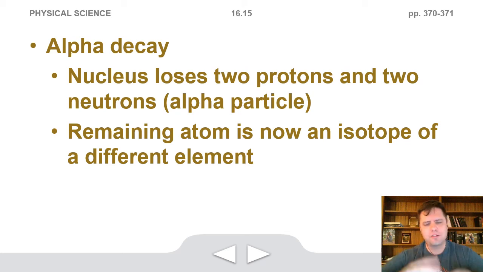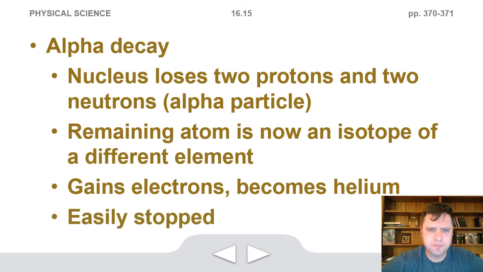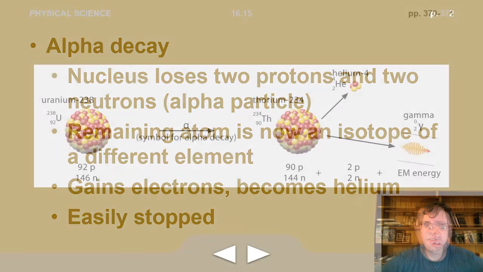Radioactive decay means that there are protons, and in this case neutrons, leaving the nucleus, which then shifts the element down 2 steps. 2 protons down, it changes the element 2 steps downward. So it's now an isotope of a different element. It's a different element, and a different isotope because remember it has a different number of neutrons as well. It gains electrons and it becomes helium. That's the alpha decay that's gone out from the element. It now gains electrons and becomes helium as it leaves. And this is easily stopped because it is an actual particle to be stopped.